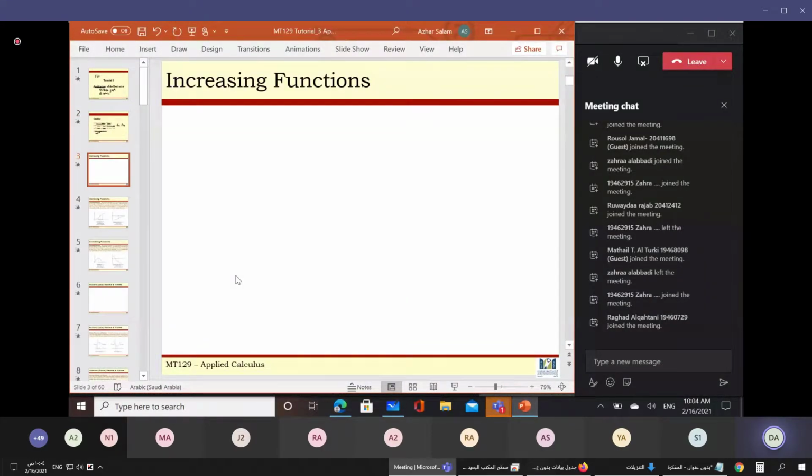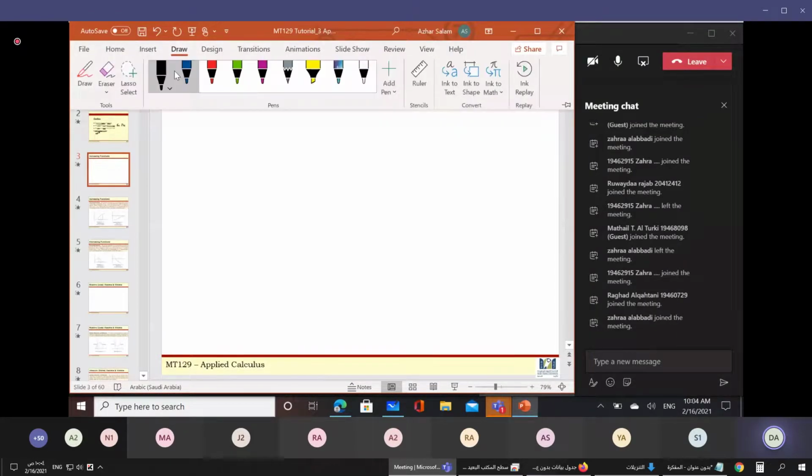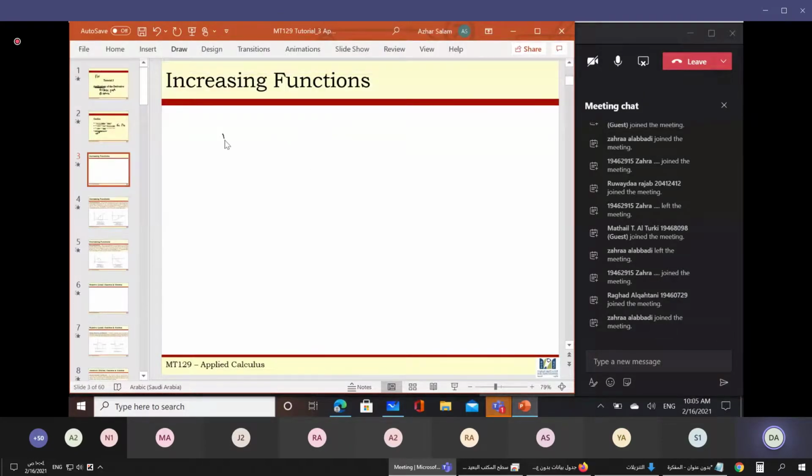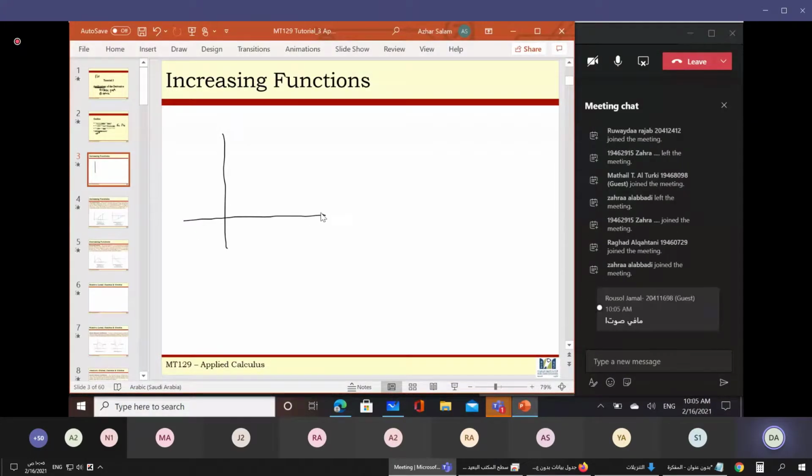Okay, the first thing that we will introduce about the graph property is the increasing and decreasing function. Okay, if we have a plane here like that, this is a y-axis and this is x-axis.